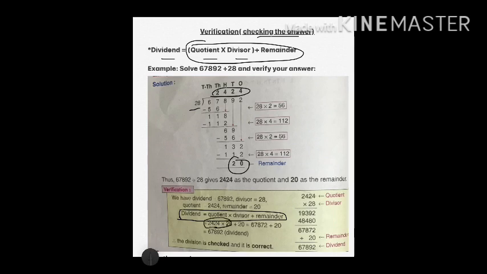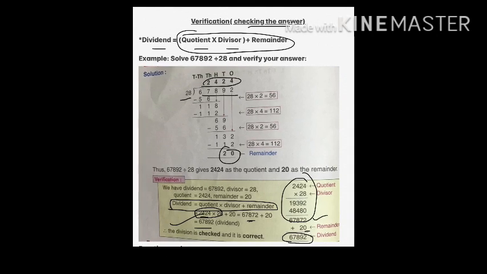Now first we will multiply. We'll multiply in the rough column like this, and you will get the answer. This is the answer. Then we will add 20 to it. And when I add 20 to it, you will get the answer 67892. And here the dividend is also what? 67,892. That means your answer is correct. So this is the way of verifying your answer, students.